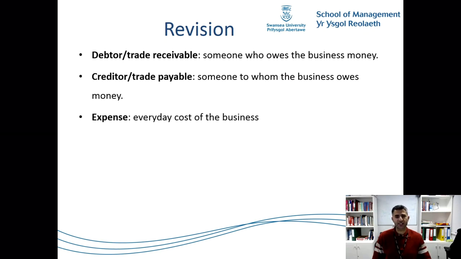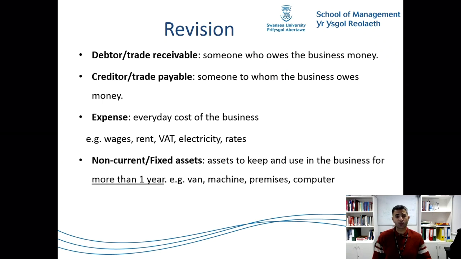In terms of expenses, daily expenses such as wages, electricity rates, etc., we have assets and liabilities. So what do I mean by assets? Remember, when we started explaining accounting, I mentioned the accounting equation: assets minus liabilities equal equity or capital. Assets are what the business owns or controls, anything the business owns. So it's divided into non-current assets, fixed assets, and also the current assets.